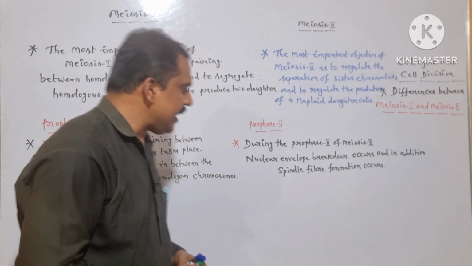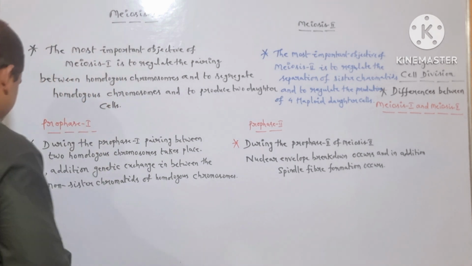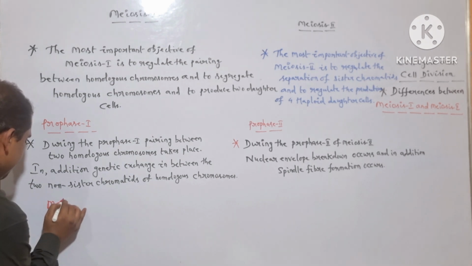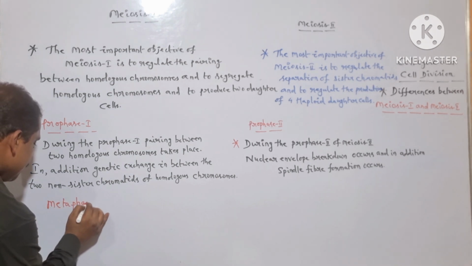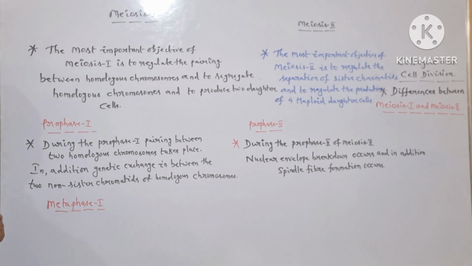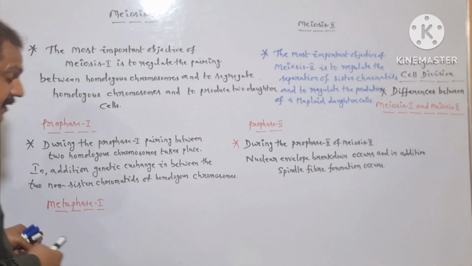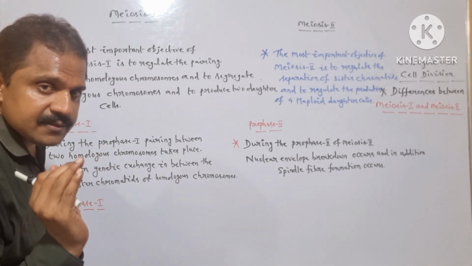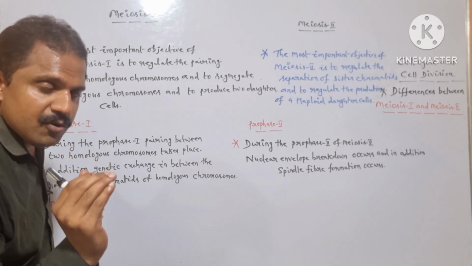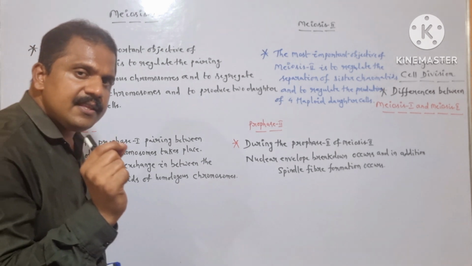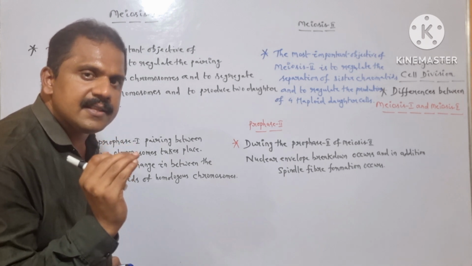Is it clear? And if you consider metaphase 1 of meiosis-1, during metaphase 1 of meiosis-1, the specific homologous chromosomes which are initially in paired conformation remain at the center of the cell. Is it clear? These two homologous chromosomes remain at the center of the cell.